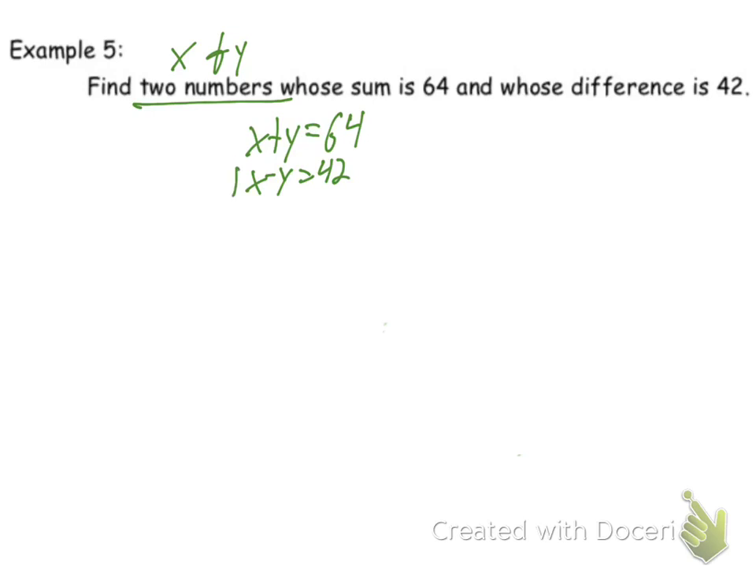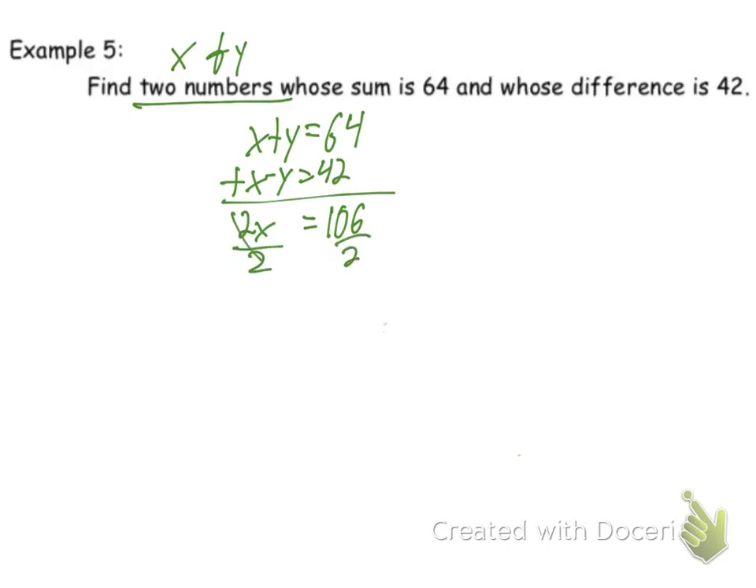Yeah. We can just add. What's x plus x? 2x. What happens with those y's? They zero out. Very good. They eliminate. 64 plus 42 is 106. You've got to be careful. Divided by 2.